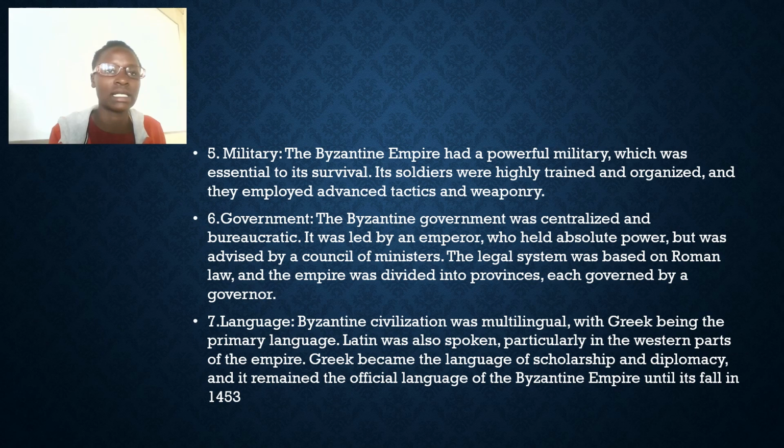And the last one is language. The Byzantine civilization was multilingual. It had two main languages. The first was Greek, being the primary language. Latin was also spoken, particularly in the western parts of the empire. Greek became the language of scholarship and diplomacy, and it remained an official language of the Byzantine Empire until its fall in 1453. And that is the end of my presentation, and I will be welcoming the next presenter.